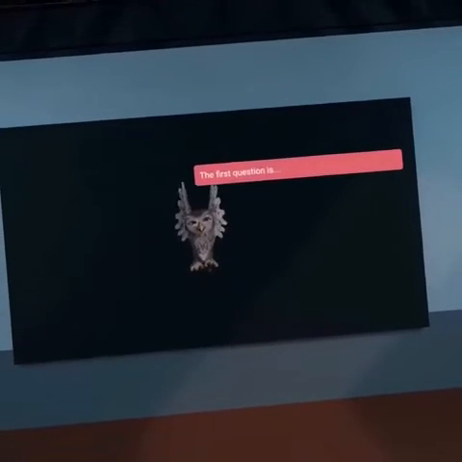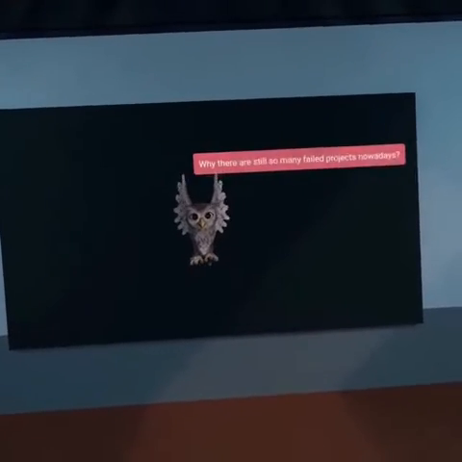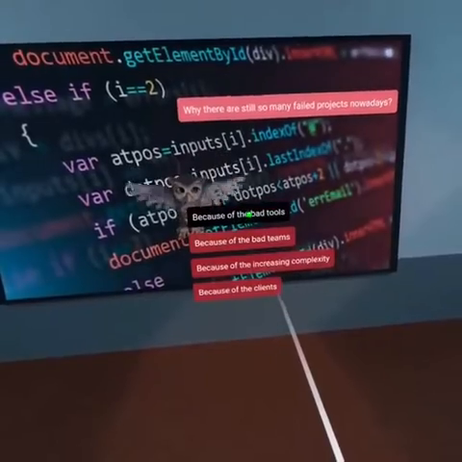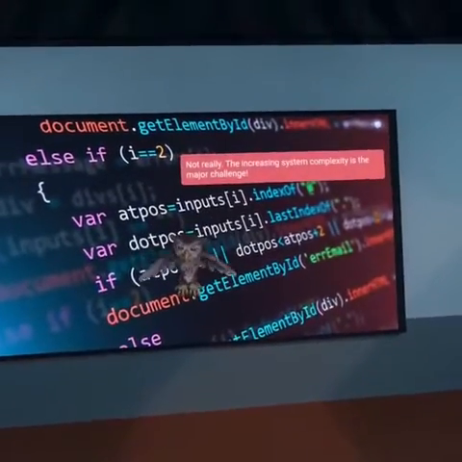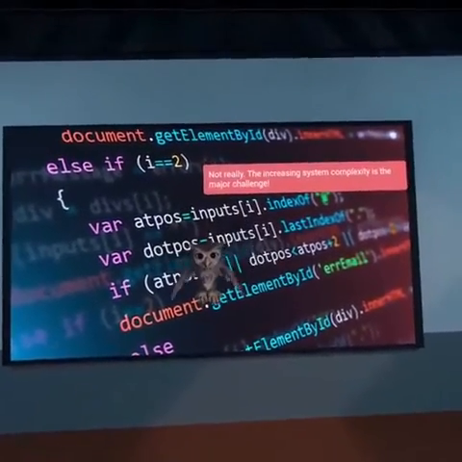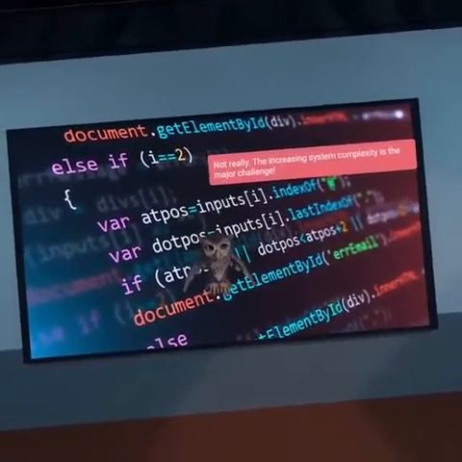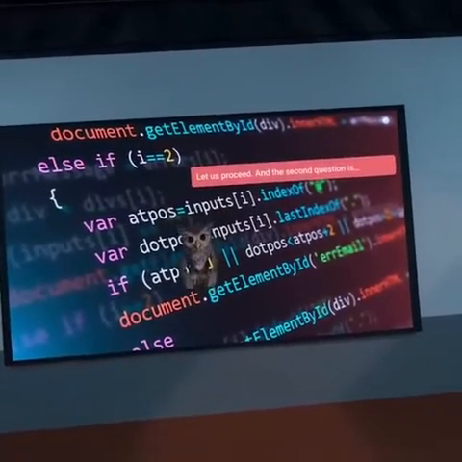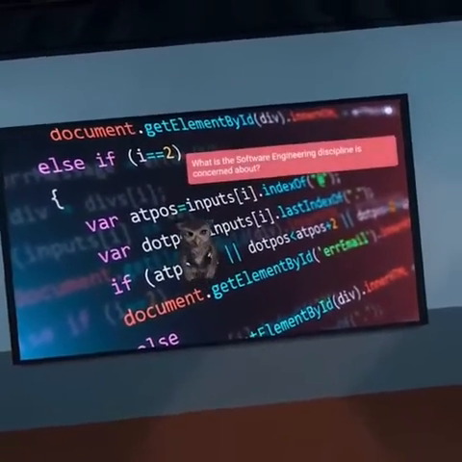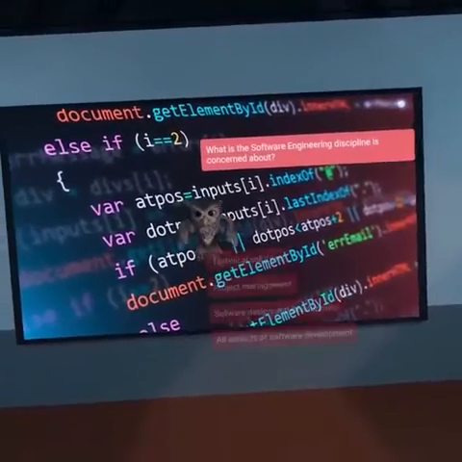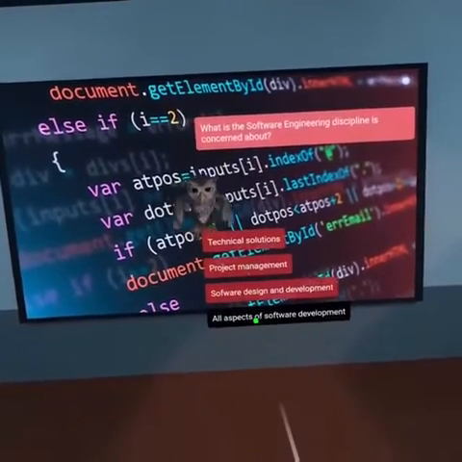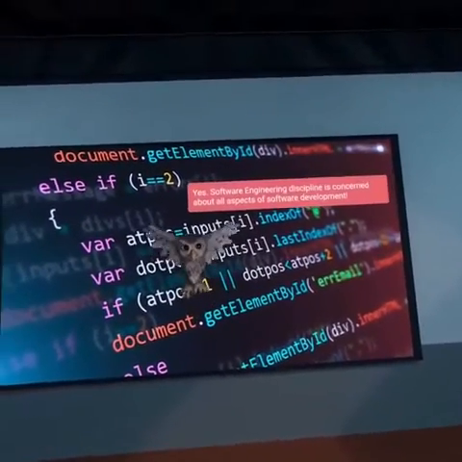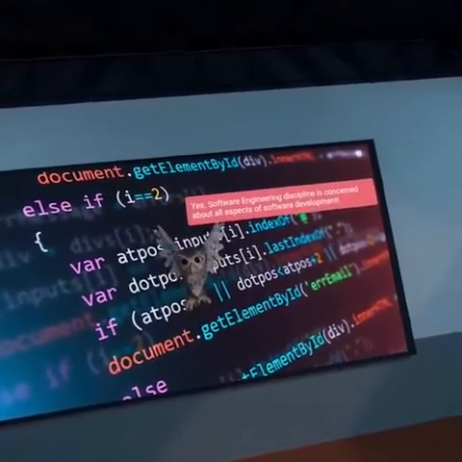The first question is, why there are still so many failed projects nowadays? No. The increasing system complexity is the major challenge. Let us proceed. And the second question is, what is the software engineering discipline concerned about? Yes. Software engineering discipline is concerned about all aspects of software development.